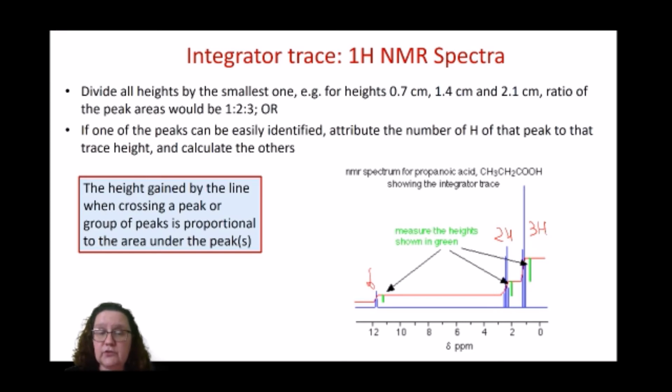It could also be double. In this case we don't have enough hydrogens, but if we didn't know anything about the structure of the compound, if we didn't know that it only has 6 hydrogens, we could also work out that those peak areas 1, 2, 3 could also be 2, 4, and 6. When we can easily identify one of the peaks as corresponding to a particular hydrogen, then we can attribute the number of hydrogens of that peak to that particular trace height and calculate the others.